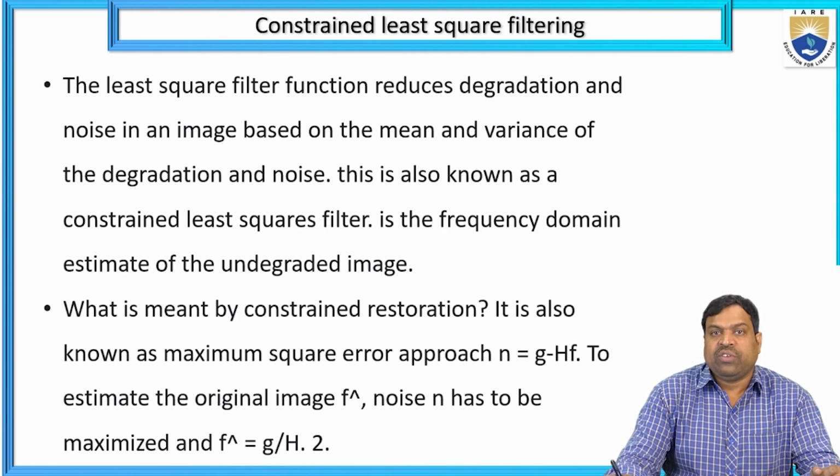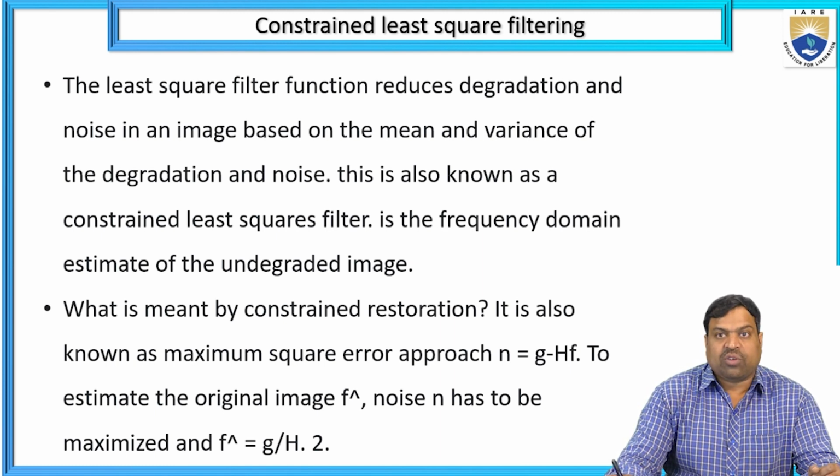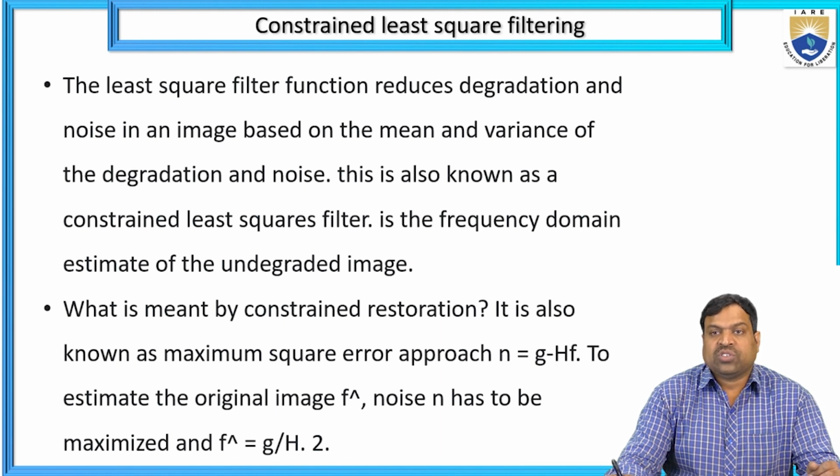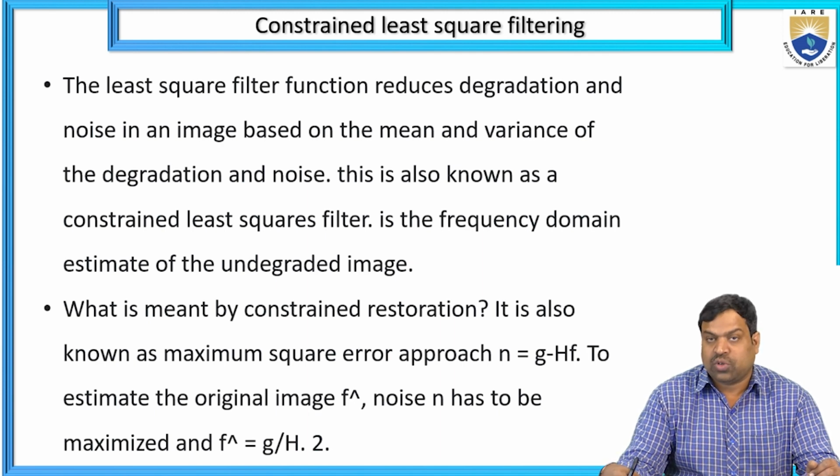It is the frequency domain estimation of the undegraded image. It is also known as the minimum mean square error approach. The formula is n equal to g minus hf. Here we are estimating the original image as f dash and the noise as n, and the estimate is f dash equal to h g by h squared.